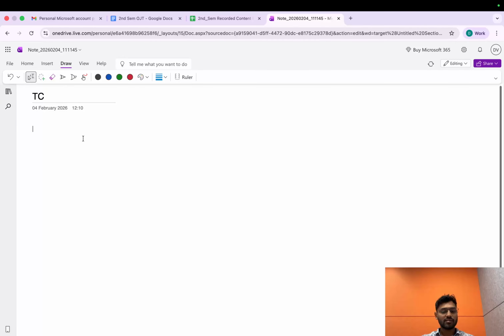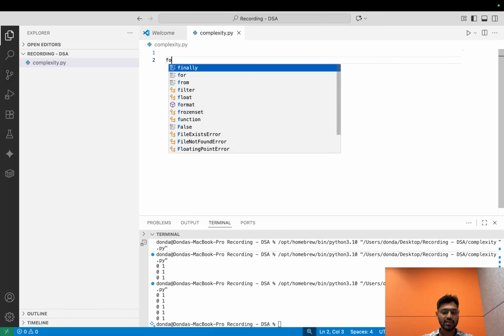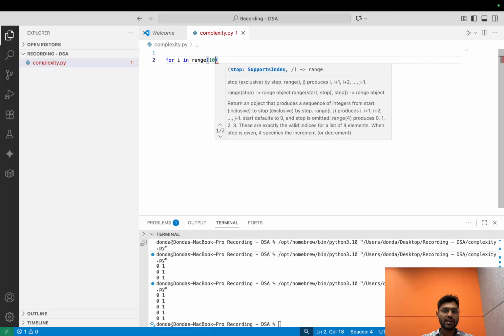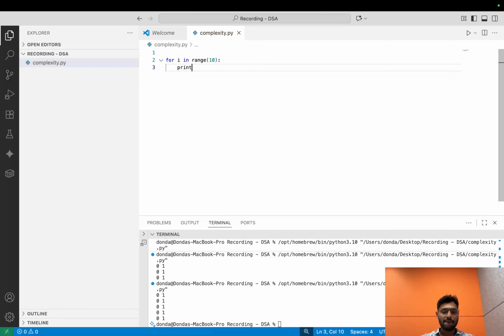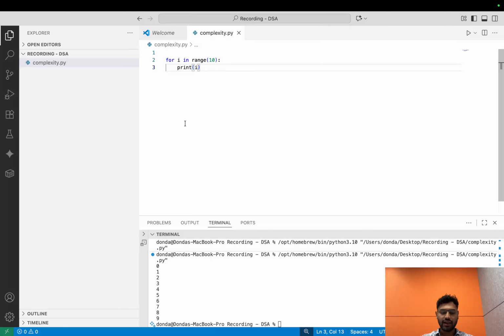So I'm going to give you a problem straight away and let's analyze the complexity. For i, or it can be a for loop or a while loop. See, what is the time complexity of this? For i in range 10, print i. The time complexity of this is big O of n, right?